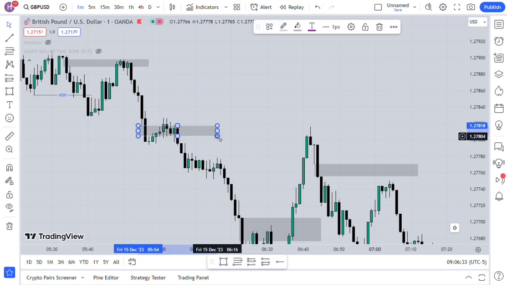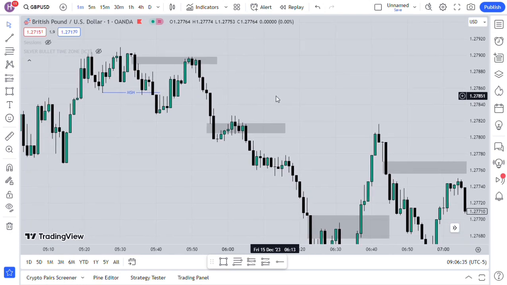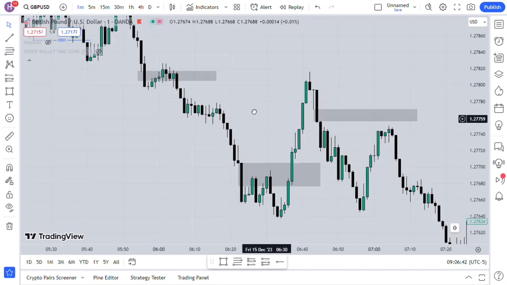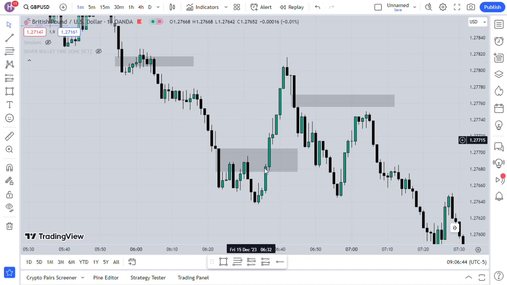So we can use the fair value gaps to enter the trade, to pyramid on our entry, and to know where the price is going most of the time.